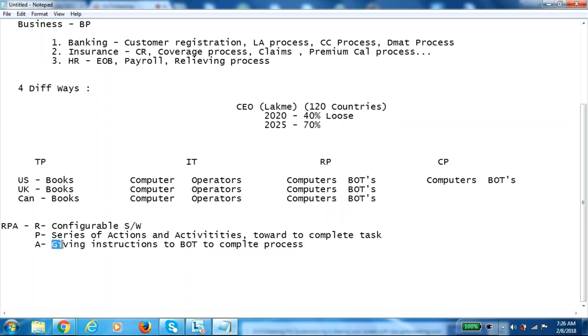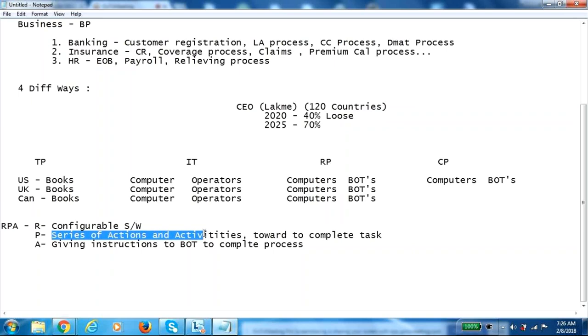What is robotic process automation, sir? Simple. We are giving instructions to bots. What is a bot, sir? Robotic. We are giving instructions to a bot to complete the business process. That is called robotic process automation. We are giving instructions to bots to complete the process or business process of the client. That is called robotic process automation.